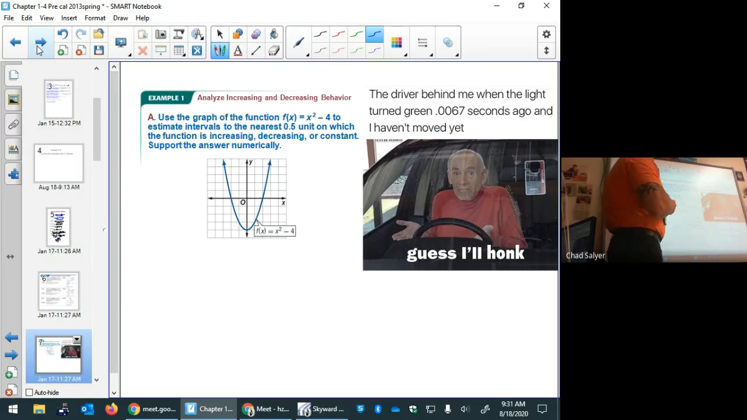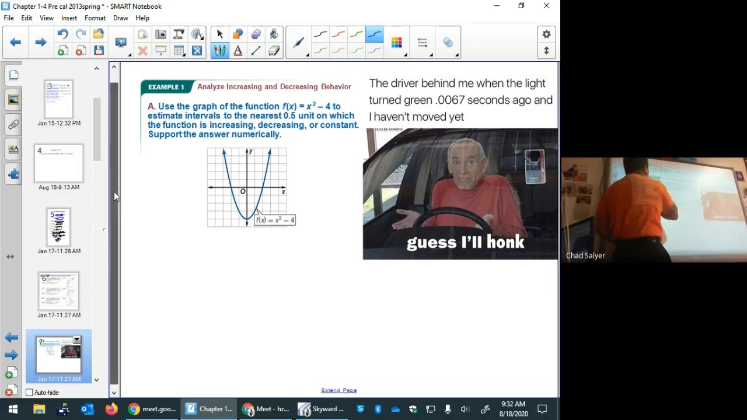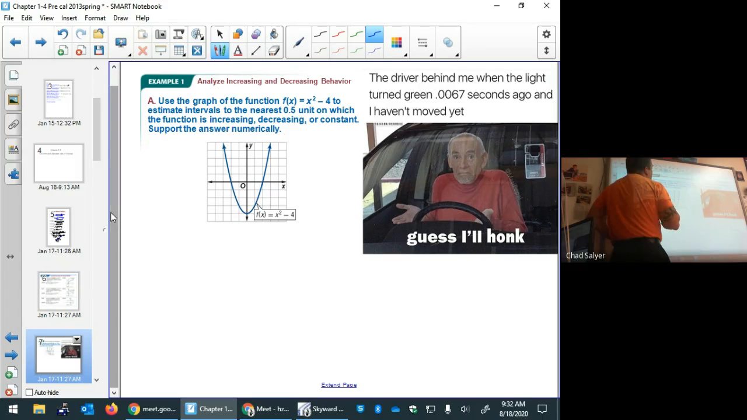So let's analyze the behavior of a function. You've got f of x equals x squared minus 4, and it says to the nearest half unit. I don't like that. We'll just go to the nearest unit because the half unit thing is confusing, and they're inconsistent about which way they round and so on with their answers. So just to make things simple, we'll go to the nearest unit, not half unit.